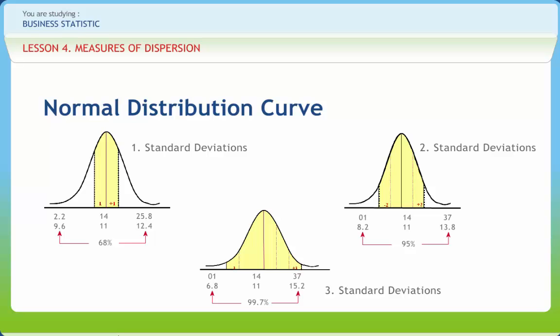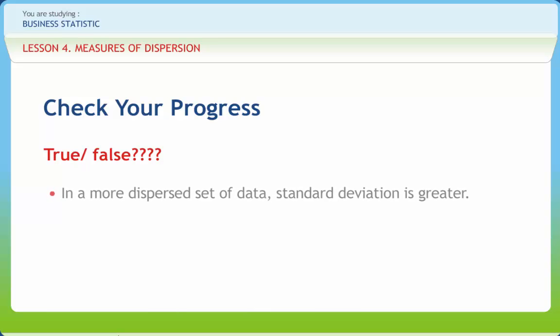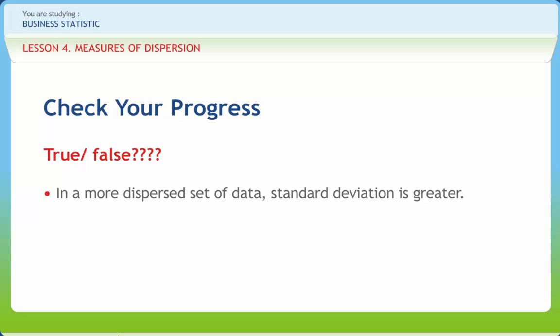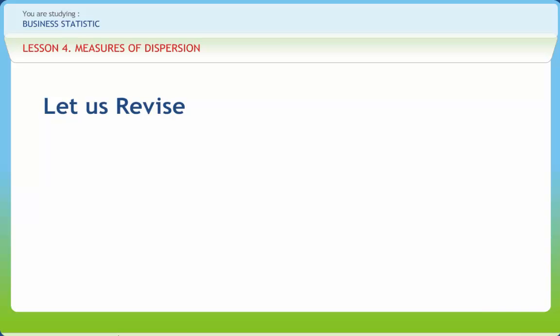Now let us check if we have understood the various concepts discussed in this lesson clearly. In a more dispersed set of data, standard deviation is greater. Right or wrong? Right. Variance is the square root of standard deviation. Right or wrong? Wrong. Variance indicates the average distance of any observation in the data from the mean. Right or wrong? Right.